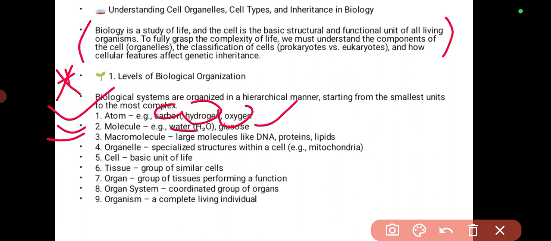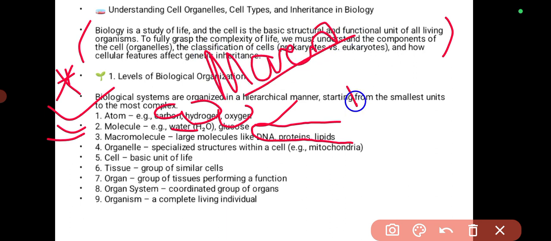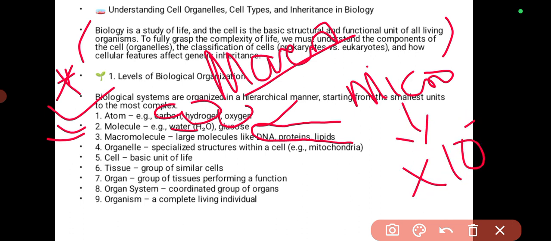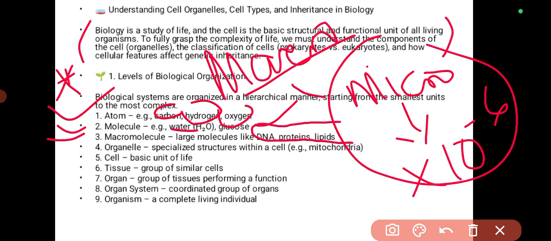Then we have the macromolecules. They are the large molecules like DNA, proteins, and lipids. These are primarily made up of molecules too, but these molecules are larger, so we call them macro. The word macro means large. Don't confuse it with micro. Micro means small. It means 10 to the power minus 6, while macro means large. Okay?